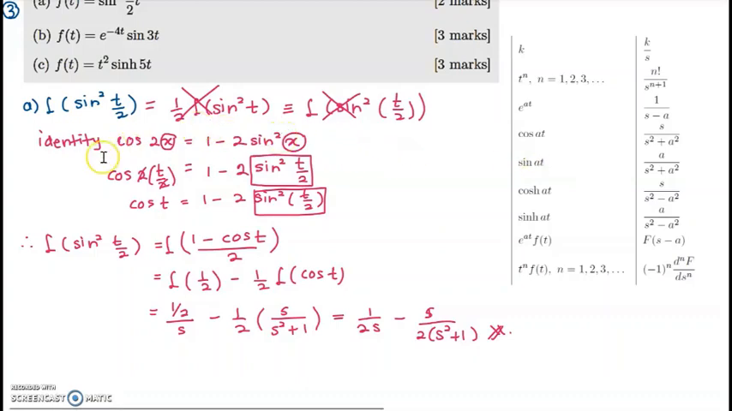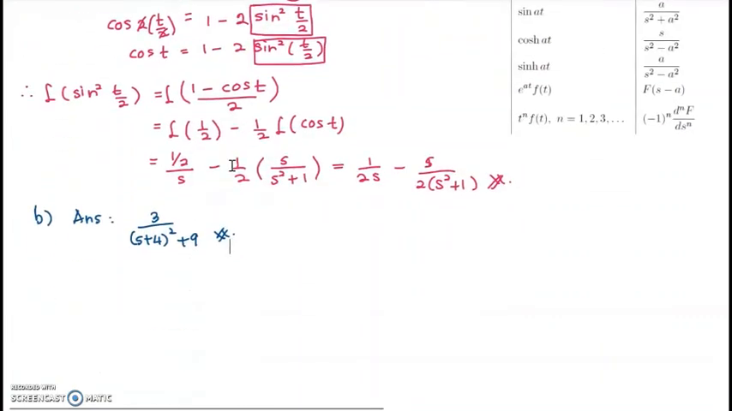For B, I'm going to just pass on that one. You can try B on your own. The answer for B is supposed to be 3 over (s plus 4) square plus 9. Later, please try on your own. I'm going to proceed to C.